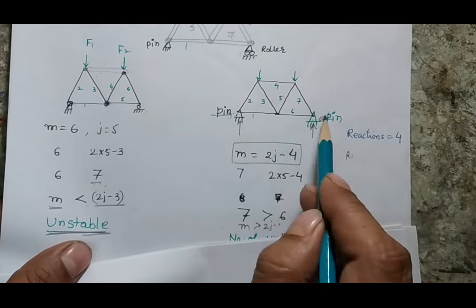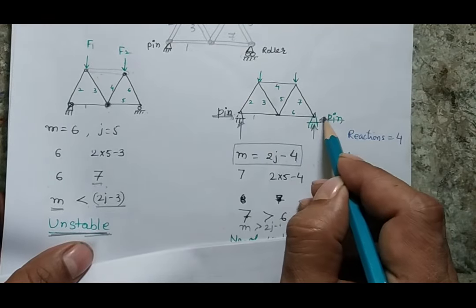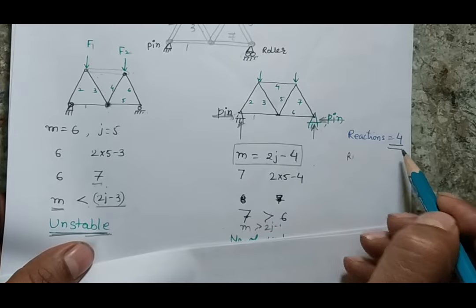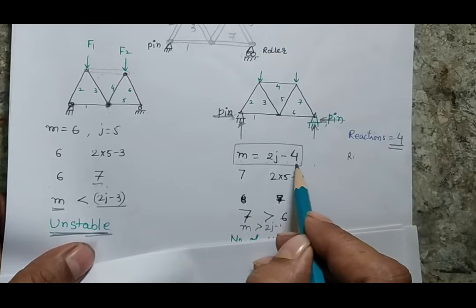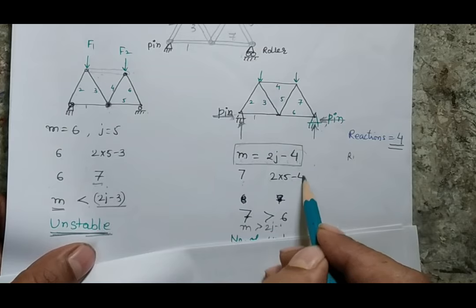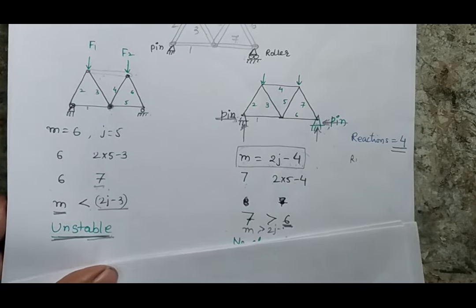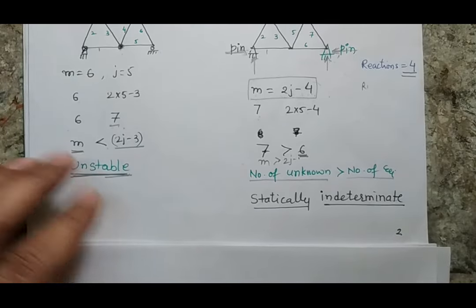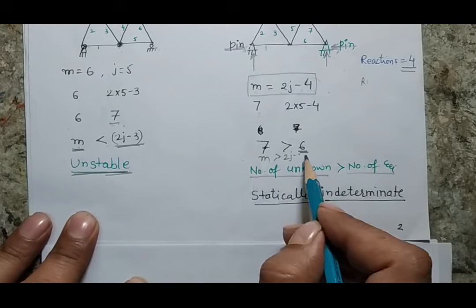Now the reaction forces will be 4, because these two joints are pin joints. So 2 forces will come here, and similarly 2 forces will come here. So my R will be 4 now. When I apply M = 2J - R, this will be my formulation, and members are 7 now. But when I solve the 2J - 4 part, I get 6. So previously M was less than 2J - 3. Here the M value is greater than 2J - 3.